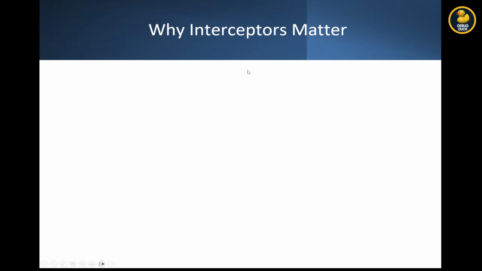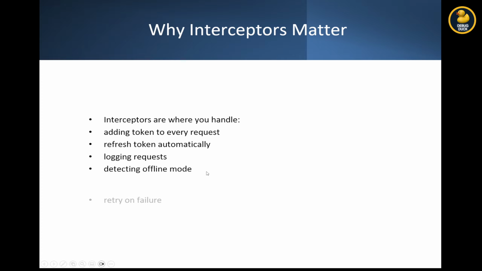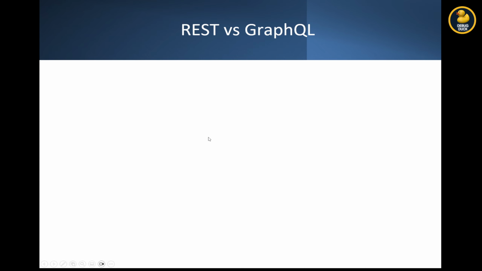Why do interceptors matter? Interceptors are where you handle adding a token to every request, refreshing the token automatically, logging requests, detecting offline mode, and retrying on failure. Instead of writing this in every API call, you write it once.